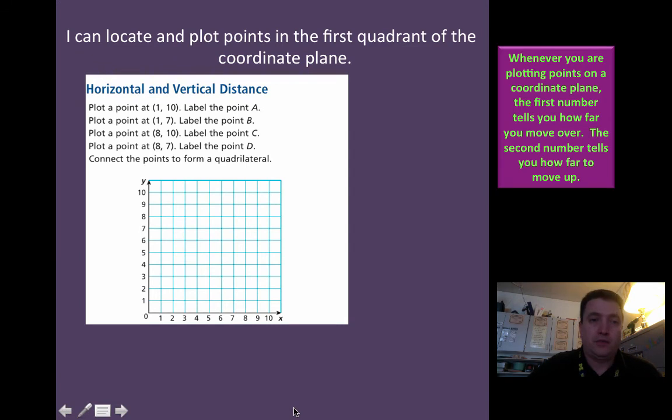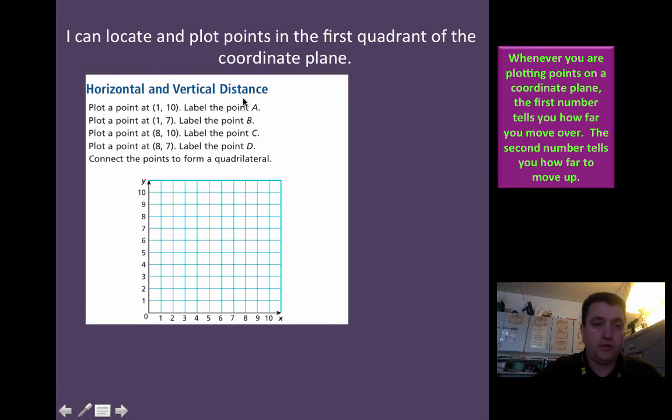Okay. So here is where we're going to kind of wrap things up today. And this is talking about plotting points and drawing lines. Okay, so now they give you a blank coordinate grid and they want you to plot a point at 1, 10 and label the point A. Okay, so I'm going to run through this just to give you an example. You'll be doing something very similar with your seat work.